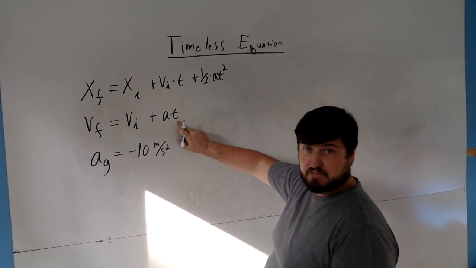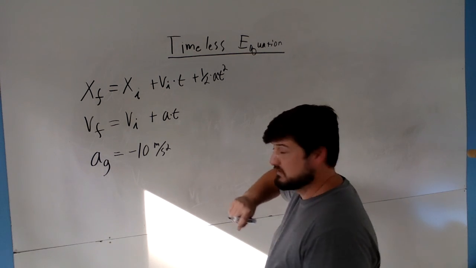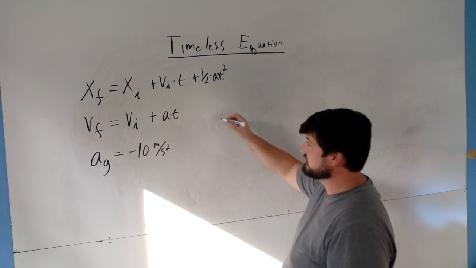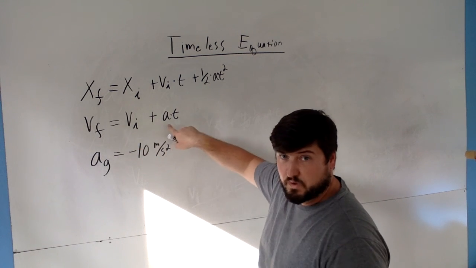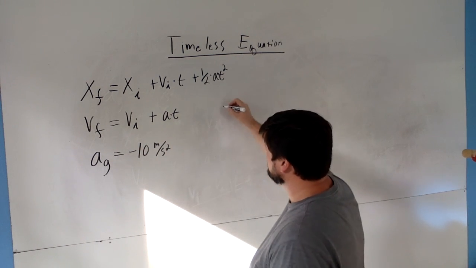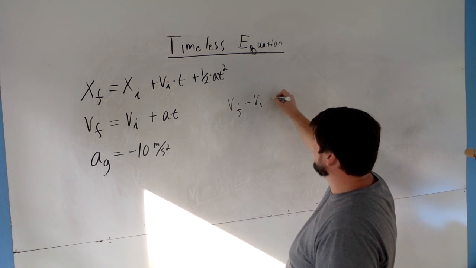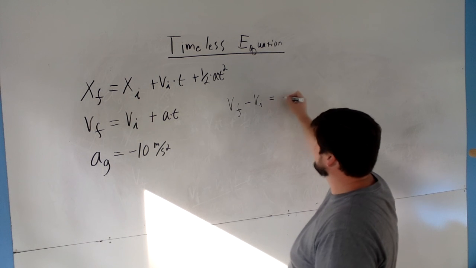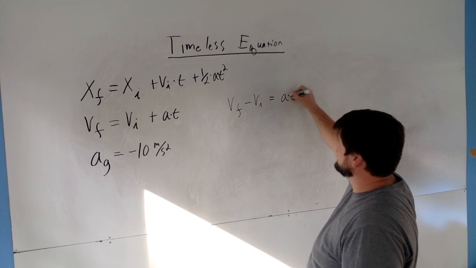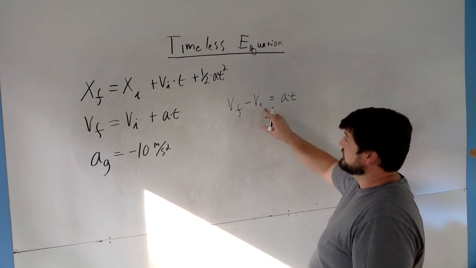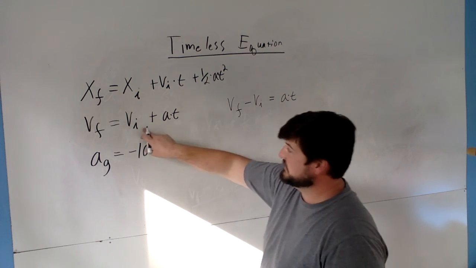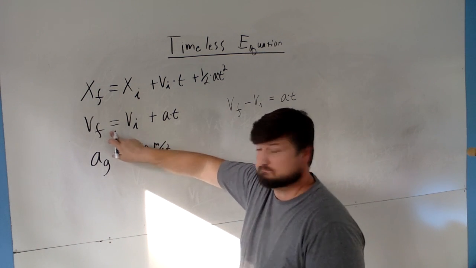But here we've only got time in one place, so I'm going to start easy, with the low-hanging fruit. I'm going to rearrange this equation and solve it for t. So to do that, I'm going to get v final minus v initial, and that's now equal to a times t, right? All I did was bump over the v initial. It was added here, so I did the opposite operation there.